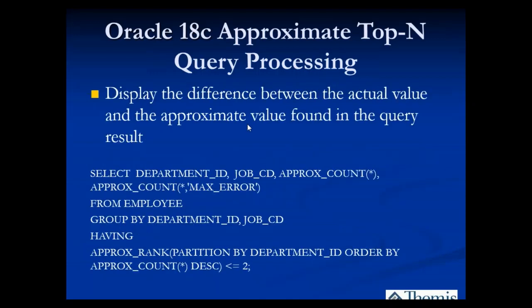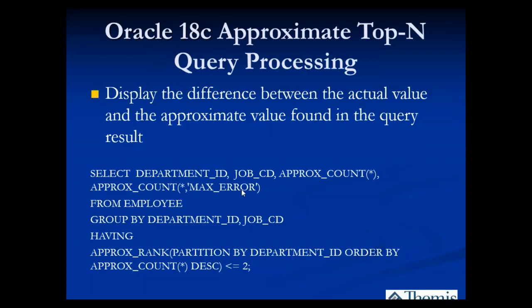All right, take a look at this next one though. This one's kind of cool. Display the difference between the actual and the approximate value found in the query result set. All right, take a look what I got here. I have this approximate count right here with an asterisk followed by approximate count, and I've passed it, instead of just an asterisk, another parameter here called max error.